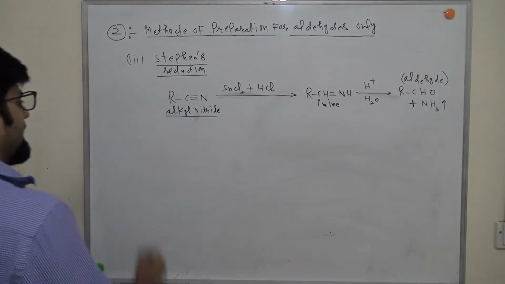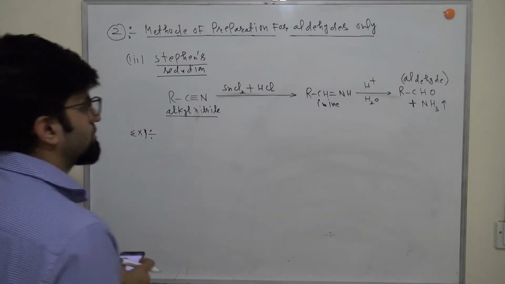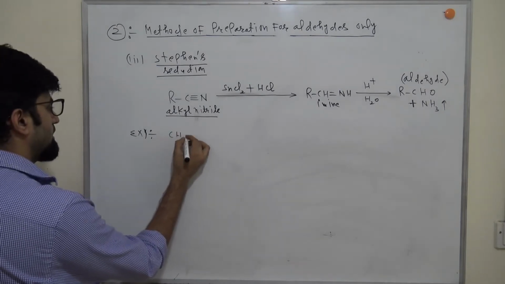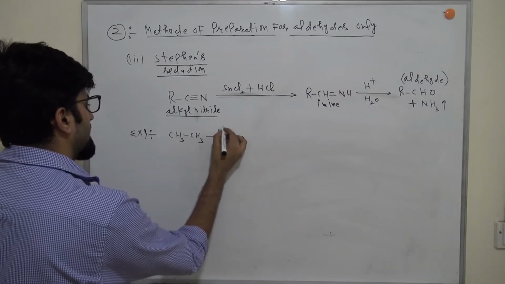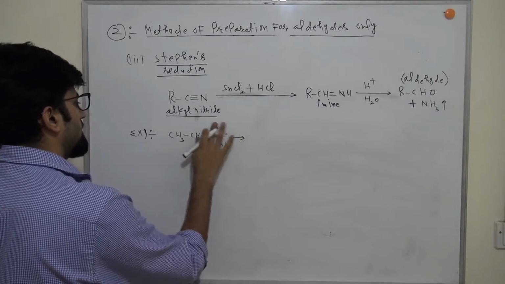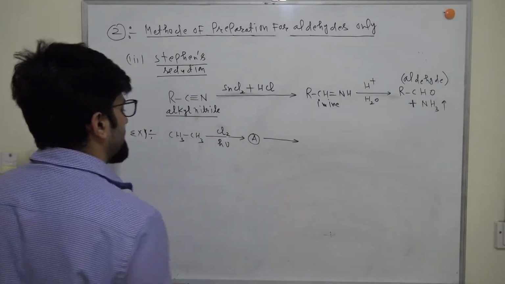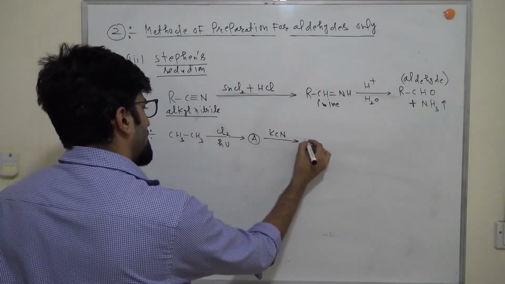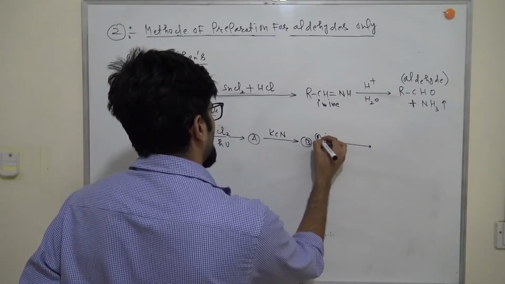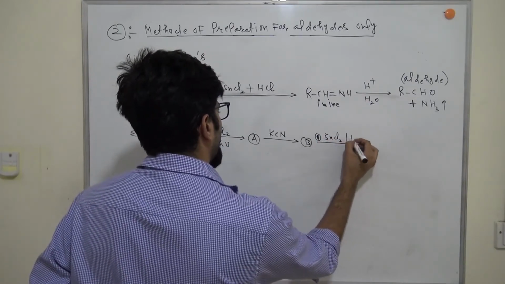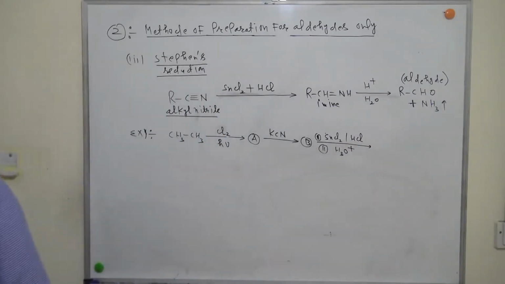Stephen's reduction. Okay, let me give you one example, including alkyl halide also. Suppose we have CH3CH3, an alkane. We do its reaction with Cl2, hv. First step, halogenation of alkane, product A. Then we do its further reaction with KCN, product B. The third reaction, first step SnCl2/HCl and second step hydrolysis. I am asking you what is A, what is B, and what is C.